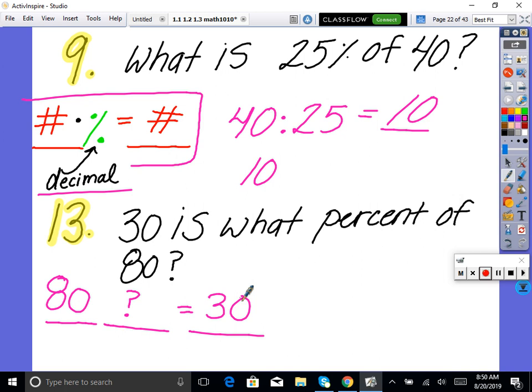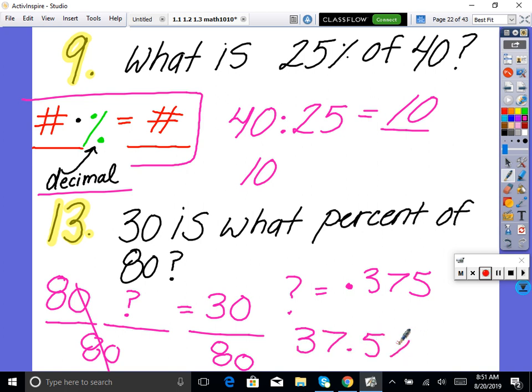Can everyone see why? Because it says 30 is. Our answer is 30, so it said 30 is what percent of 80? So if you take 80 and times it by some percent, that needs to equal 30. So to get question mark by itself, we'll divide by 80, divide by 80. So then you do 30 divided by 80. So question mark is equal to 0.375. How do we write that as a percent? 37.5%. Questions on that? Does that make sense to everyone? Okay.